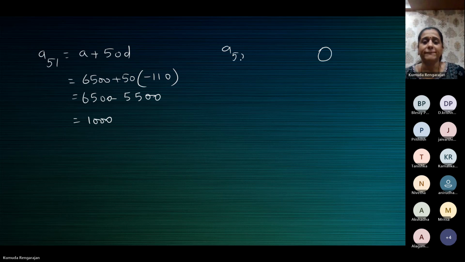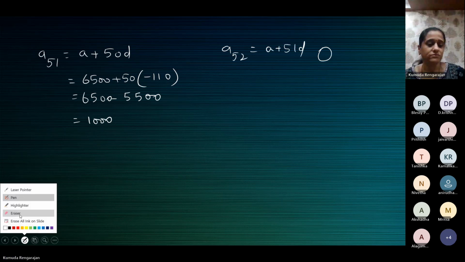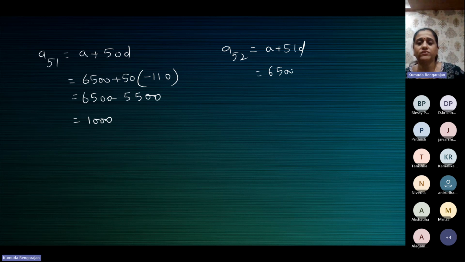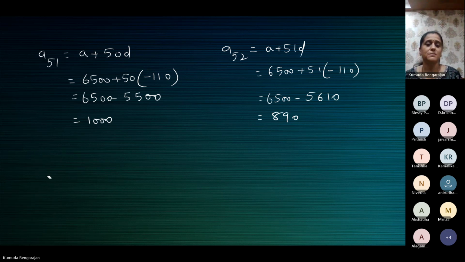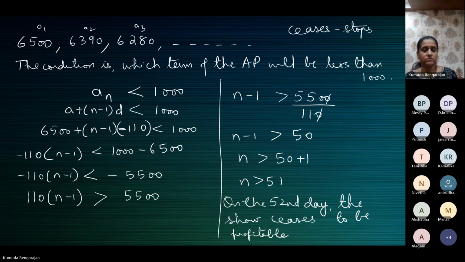So A52 is A plus 51D. 6,500 plus 51 into minus 110. Of course, it will be 890, because 1,000 minus 110. So it will be 890. Just showing you the procedure. So this is what it is, children. This is how application questions of arithmetic progressions will look like.